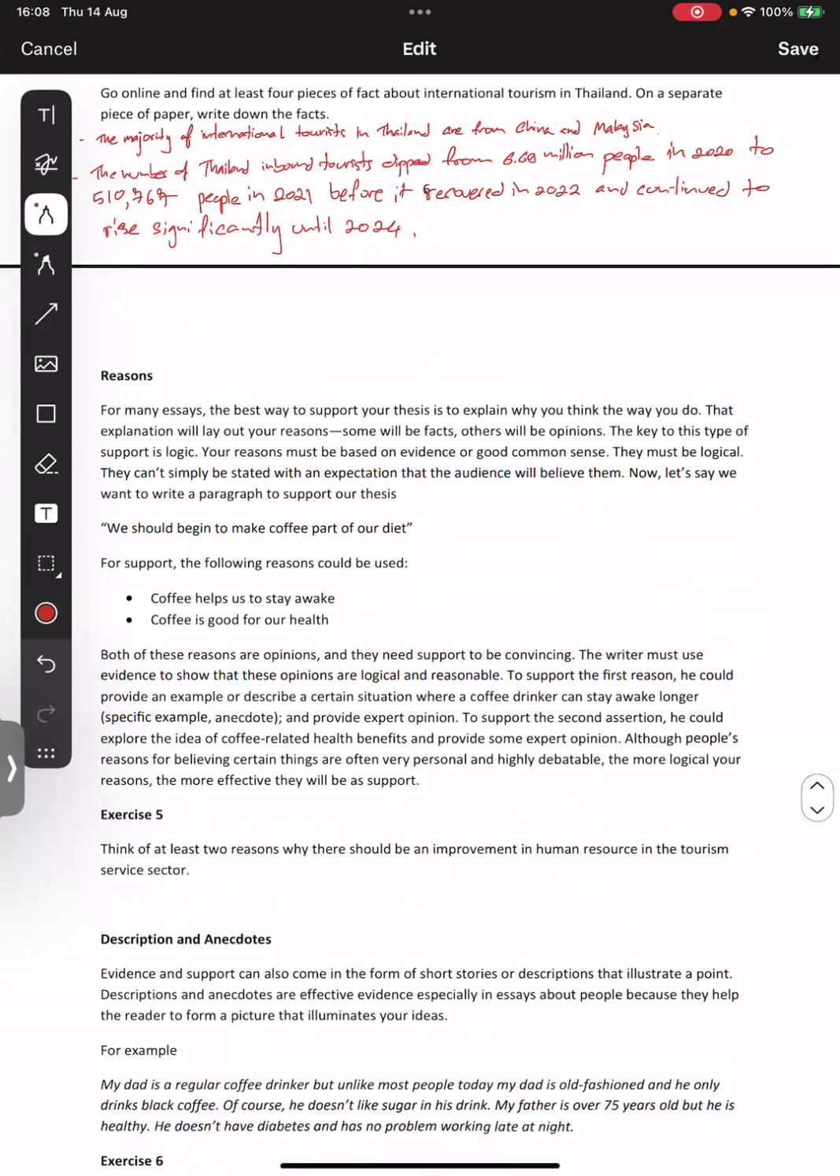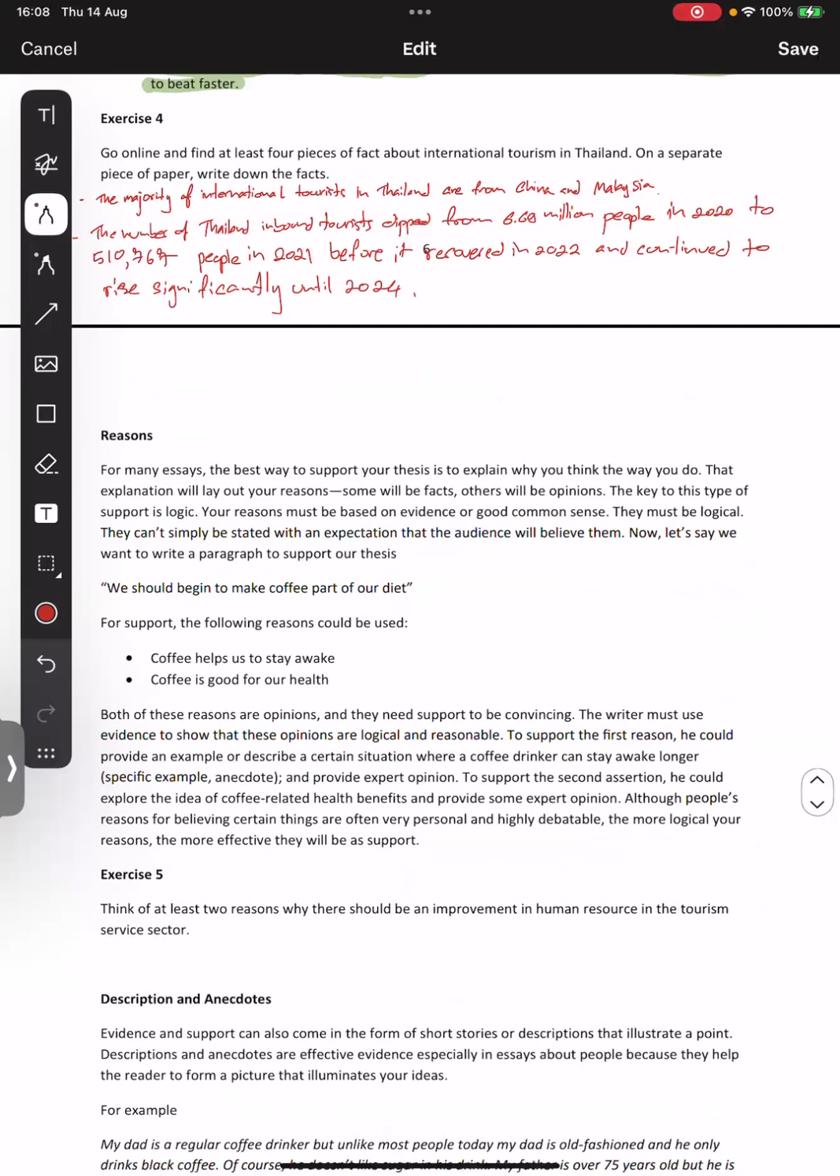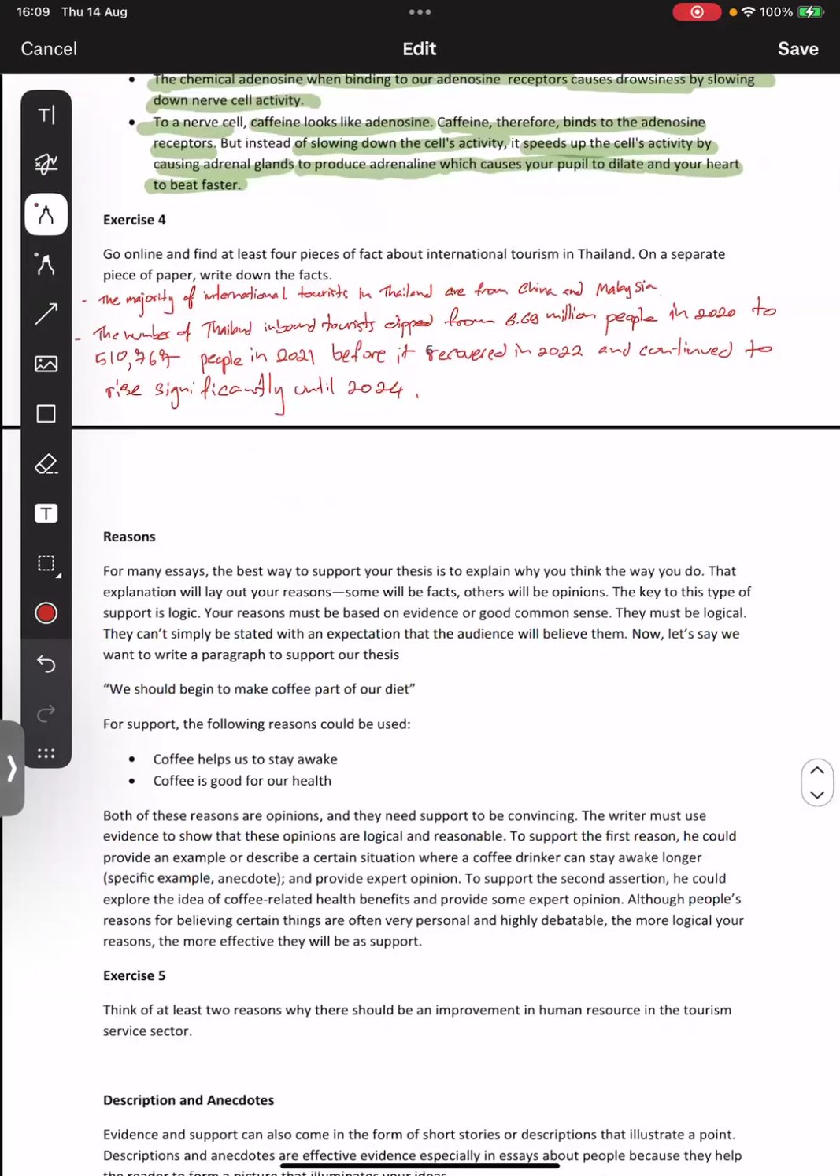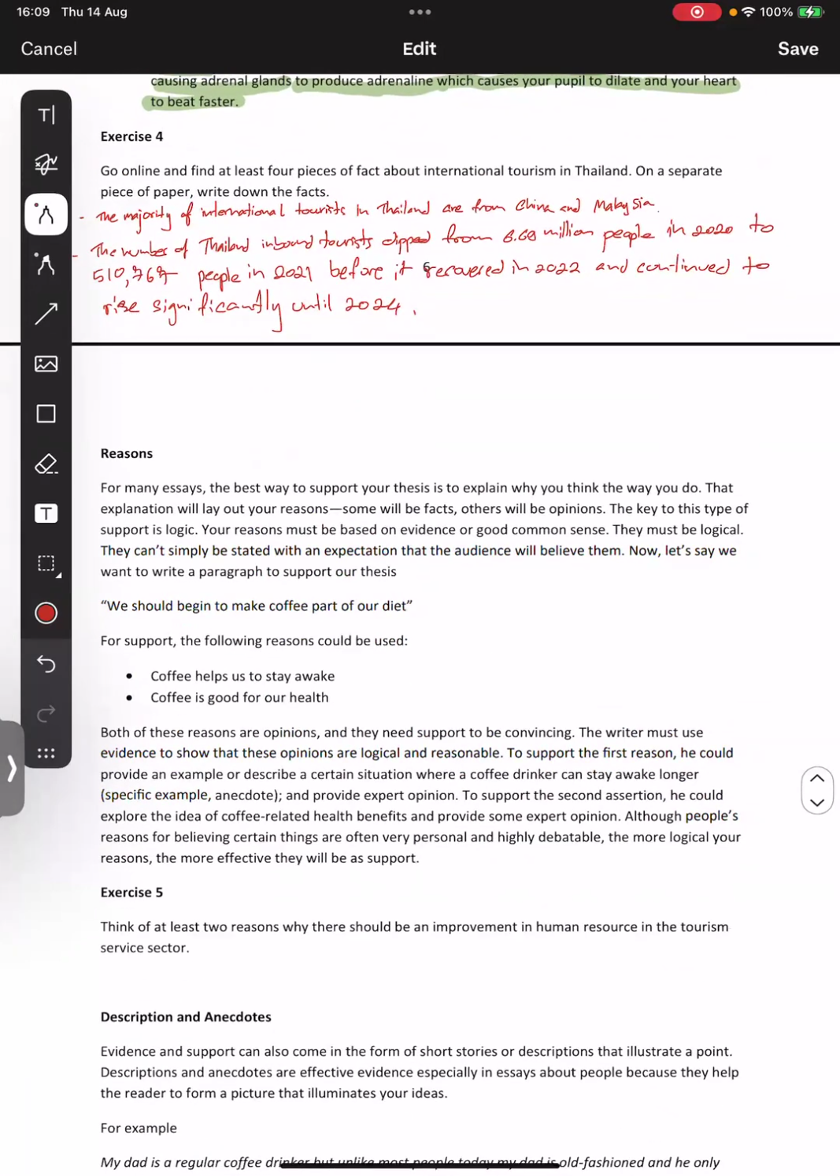Now, I think this is enough for the facts, okay? Now, if you guys have more, feel free to add. Anyway, let's move on to the next type of support known as reasons. But if you look at the time, it's about 4:09. It's time to take another 10 minute break. And then we come back to talk a little bit more about how to use reasons as your support.